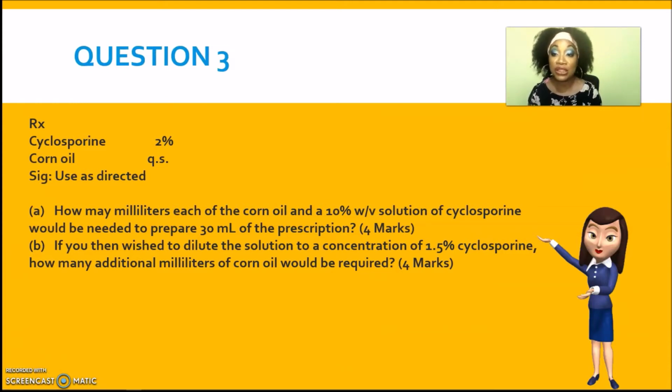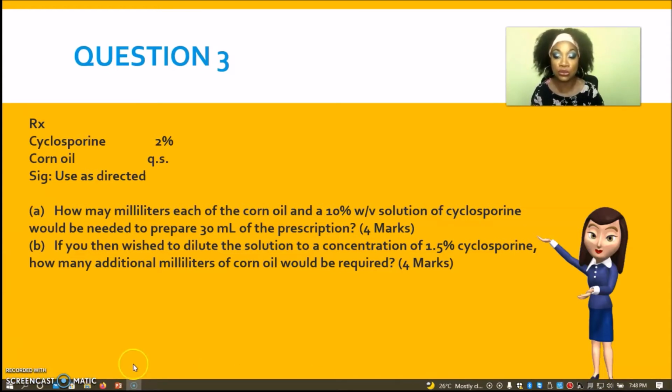Alright guys, so let's look at question 3. So we have the formula there, cyclosporine 2%, corn oil, we're going to add up to a sufficient amount. And we're going to use as directed as the signatory is indicating. There are two questions here. A, how many milliliters each of the corn oil and a 10% weight in volume solution of cyclosporine will be needed to prepare 30 mils of the prescription. And if you wish to dilute the solution to a concentration of 1.5% cyclosporine, what's the additional corn oil that you're going to be adding?